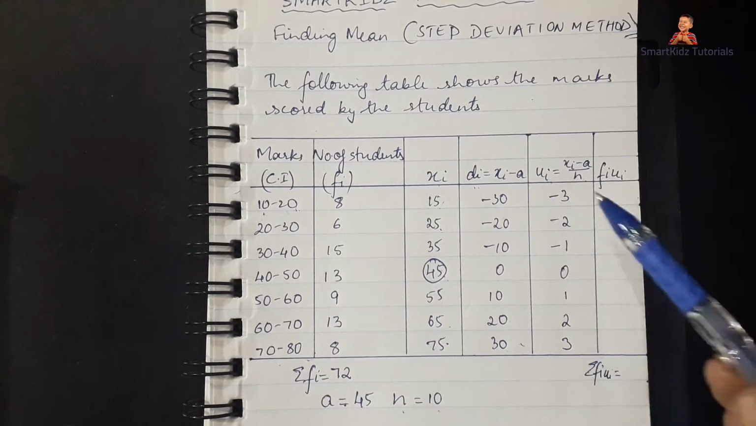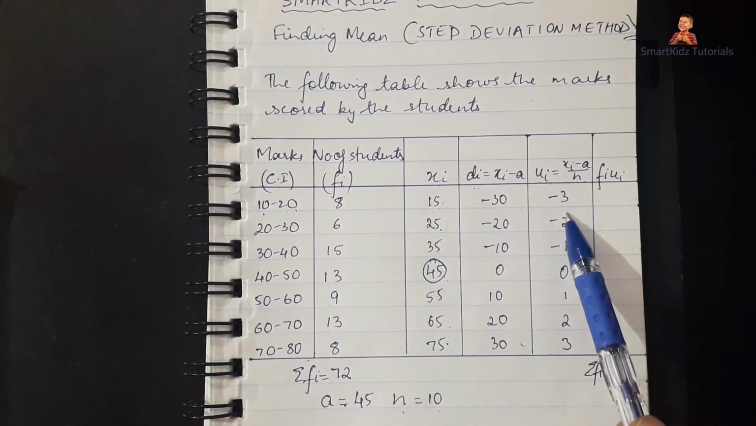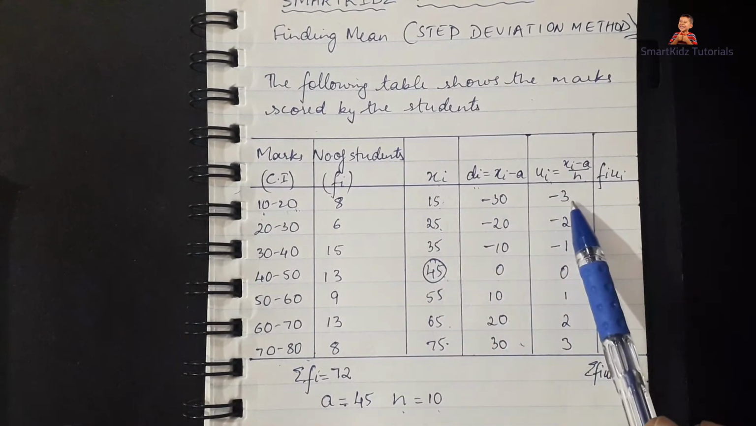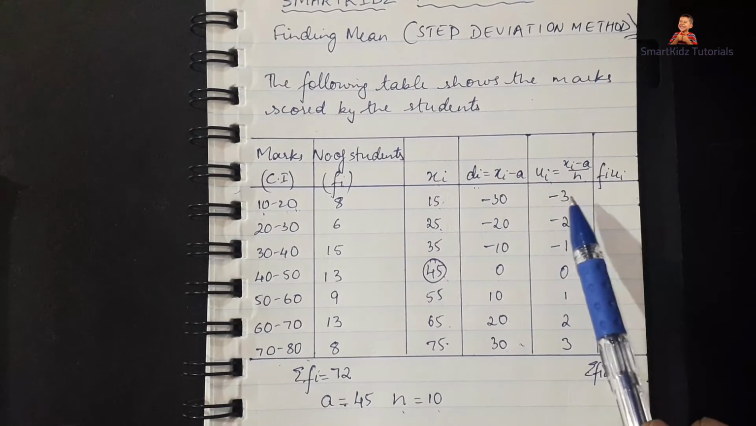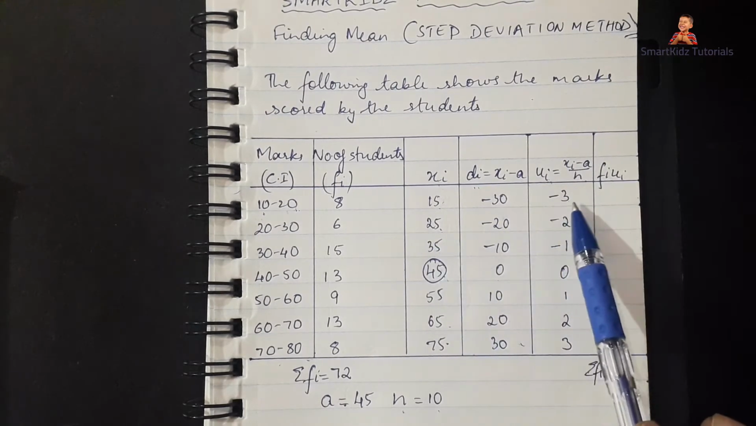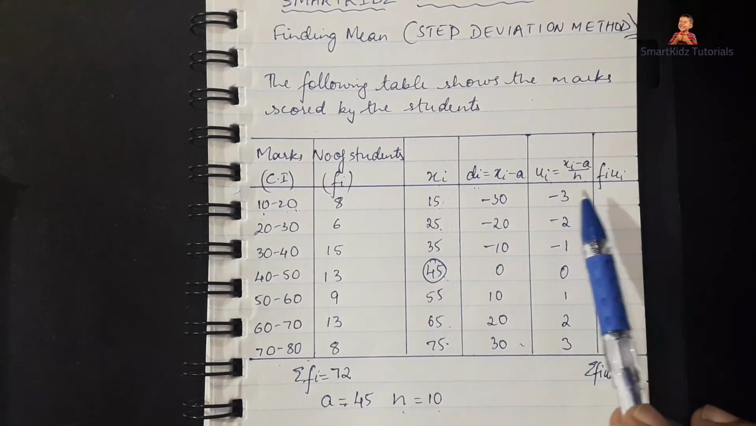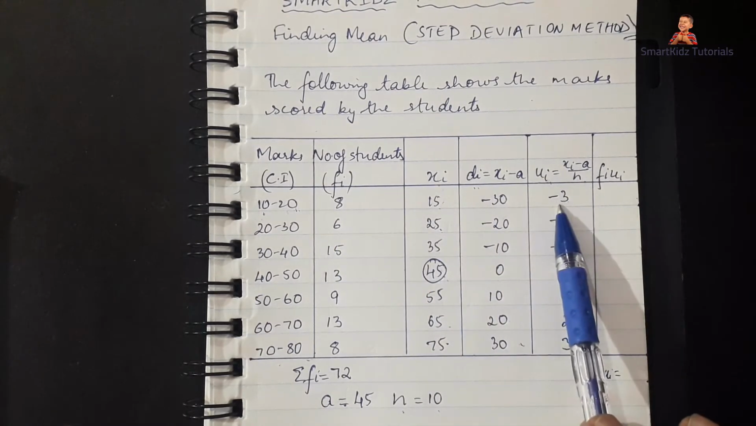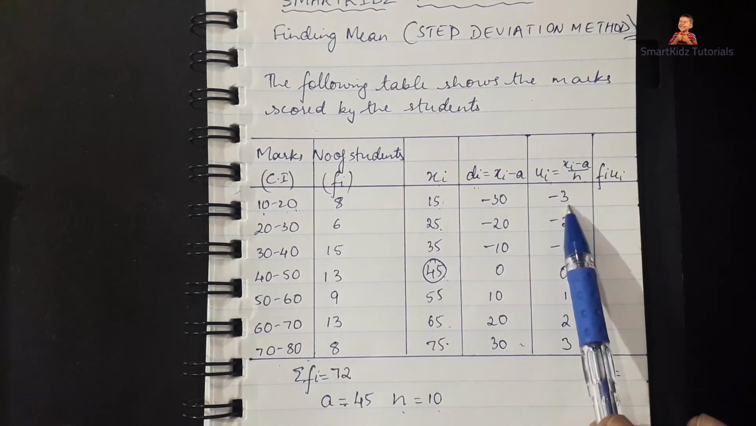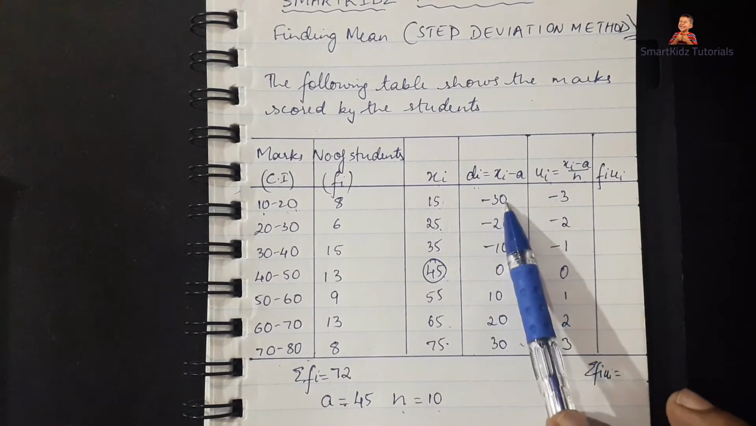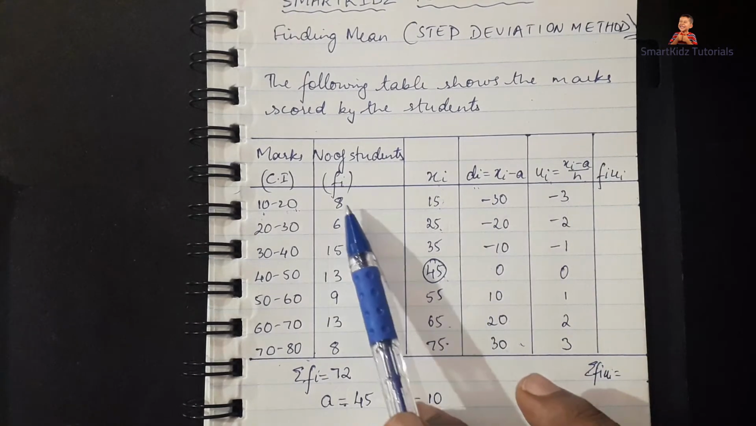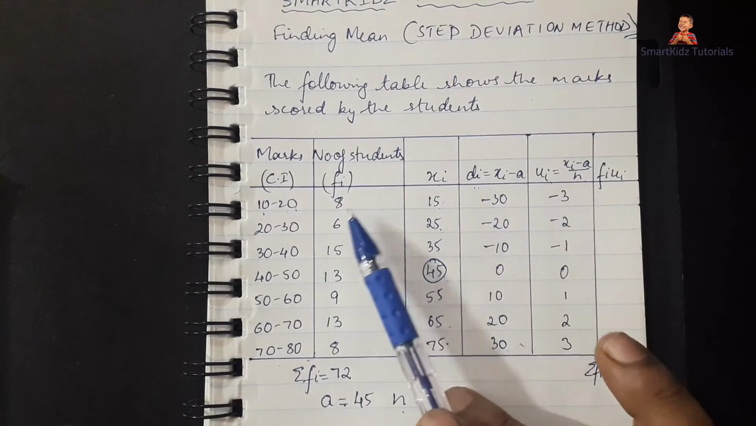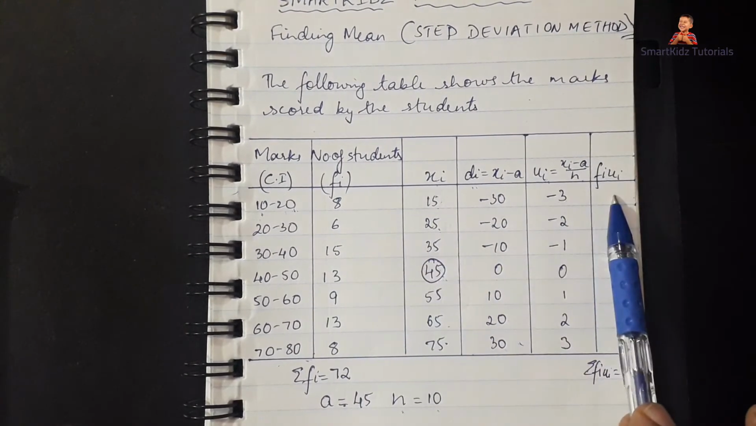Effectively what are we doing? We are trying to reduce the number further. When the values are greater, we look to take the step deviation method to reduce the size of the number, so that it helps us in calculation. Now if you notice, our next step is to multiply this ui into fi, and that is smaller. In the assume mean method, we would have multiplied di into fi, which would have given a larger number. This is a smaller number. So next step is to multiply fi ui. We need to write the product over here.